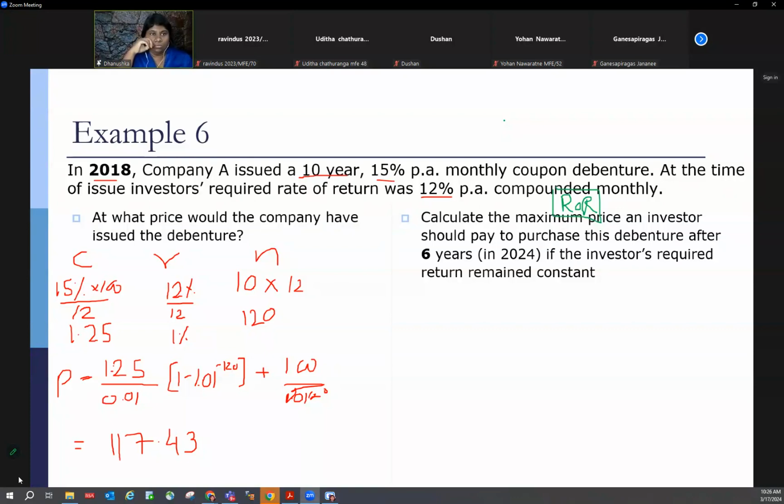Ranga, no. Again, I think there are certain problems in the calculation. Can you please input your basic figures? What is C, what is R, what is N? Just input it to me, please, so that I can see what your inputs are.